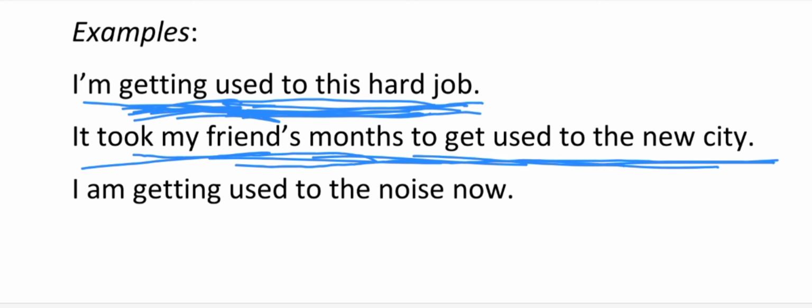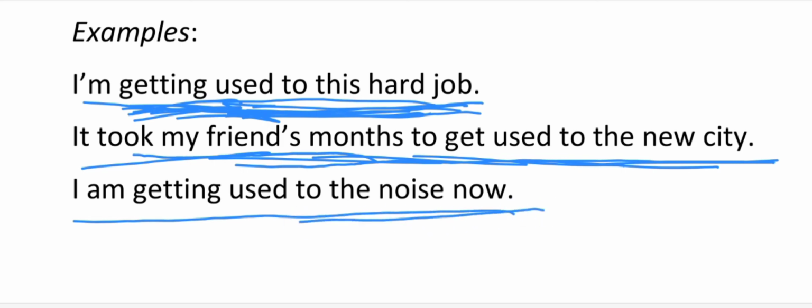Or the third example, I am getting used to the noise. For example, you shifted to a place where there's too much noise and you are really disturbed in the new situation, but now you are in the process of getting used to those situations and the noise. So getting used to is used to talk about the process of familiarity with a new situation, someone, or a new place. So we studied three structures today.